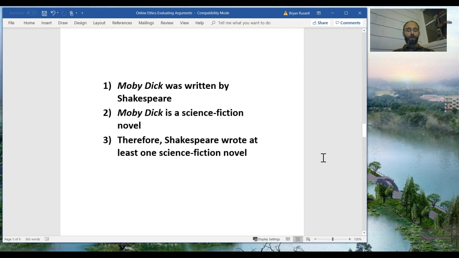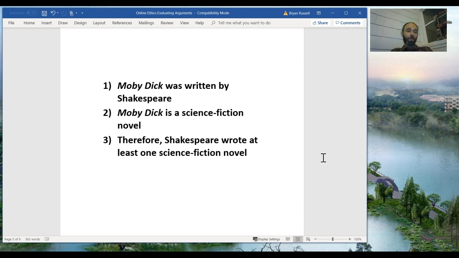So Moby Dick was written by Shakespeare. Moby Dick is a science fiction novel, therefore Shakespeare wrote at least one science fiction novel. And let's just go through these questions again. So first, the proper form test. If these premises are true, would they give us good reason to believe the conclusion?